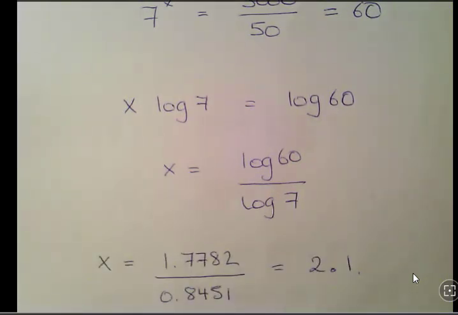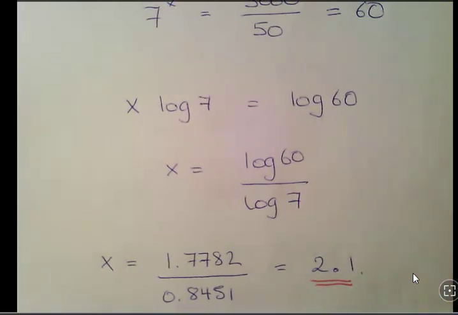Using a calculator or tables, the natural log of 60 is 1.7782, and the natural log of 7 is 0.8451. Dividing one by the other, we simply get 2.1, or just rounding it to one decimal place, 2.1. So that's one of the first examples.